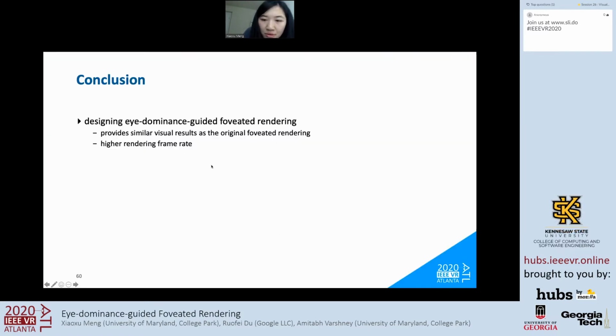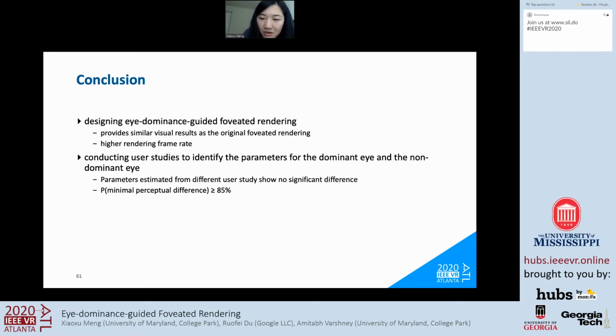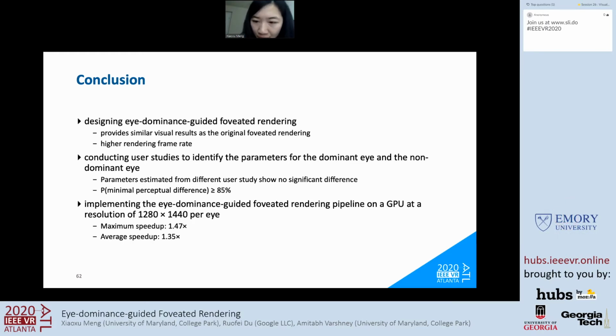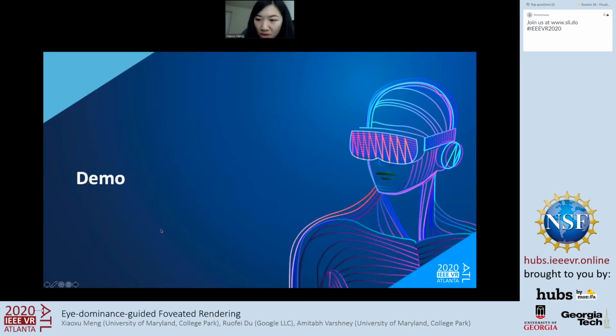to summarize, firstly, we designed the eye dominance guided foveated rendering, which provides similar visual results as the original foveated rendering and with higher frame rate. And secondly, we conducted user studies to identify the parameters for the dominant eye and the non-dominant eye. And finally, we implemented the eye dominance guided foveation system on the GPU, and it achieves an average speed up of 1.35 times. And I will end my talk by showing a demo.